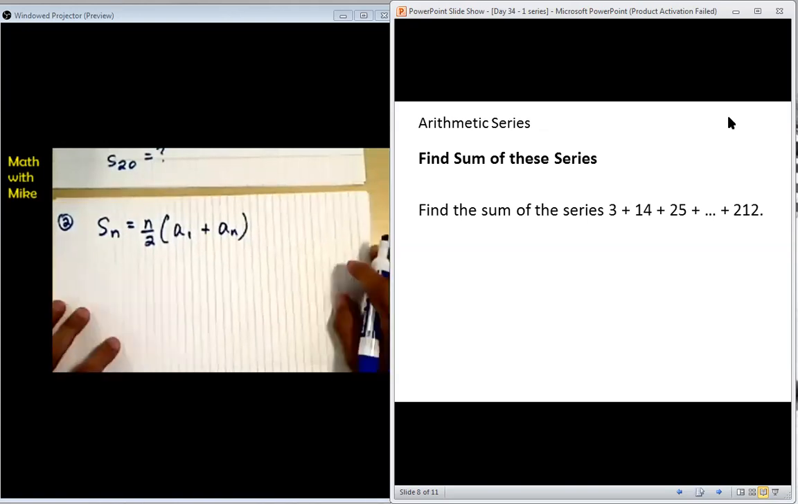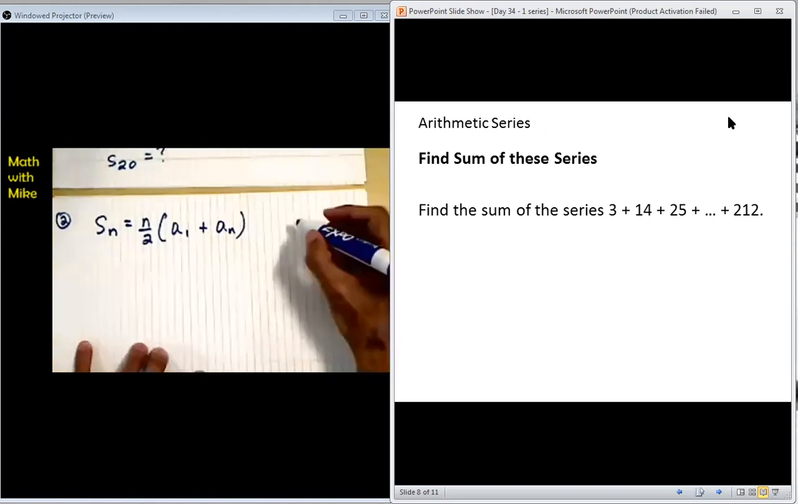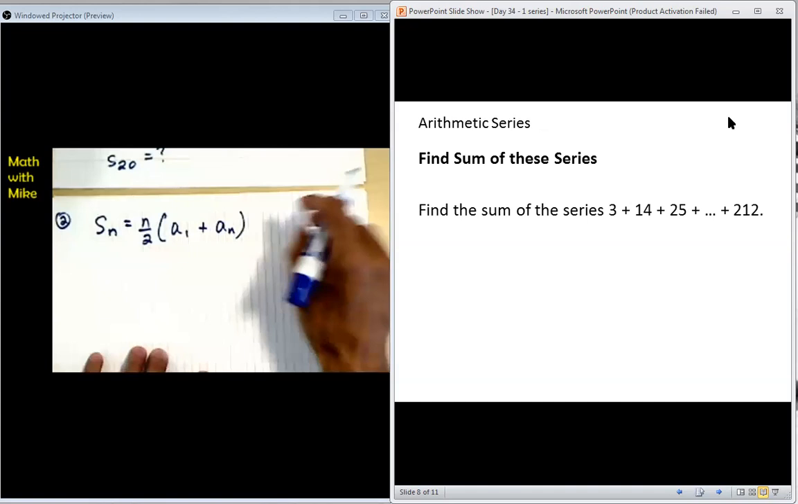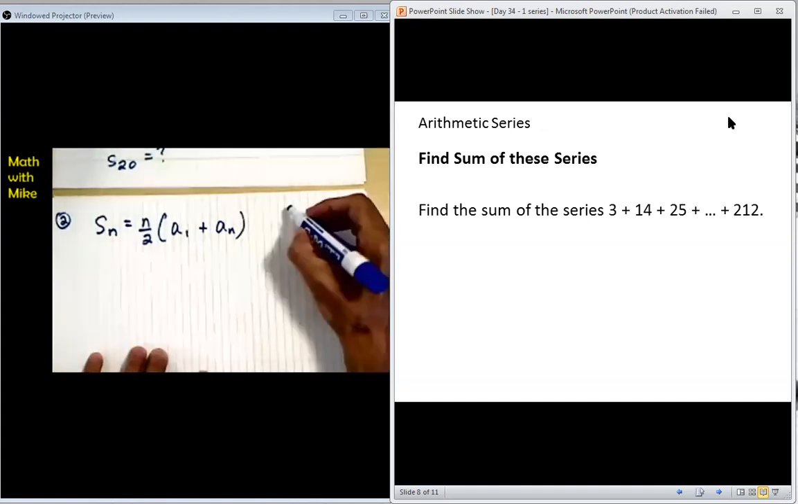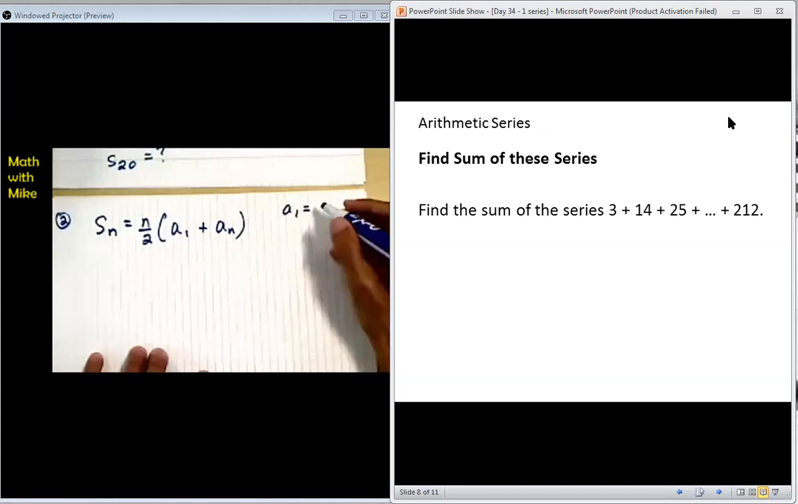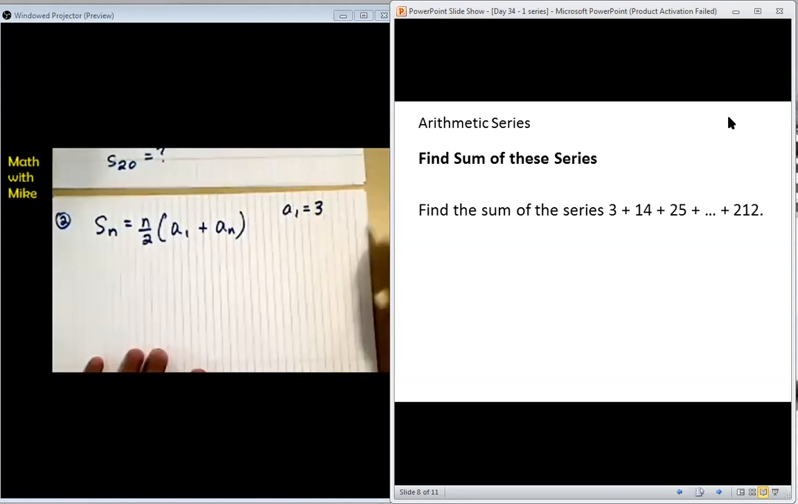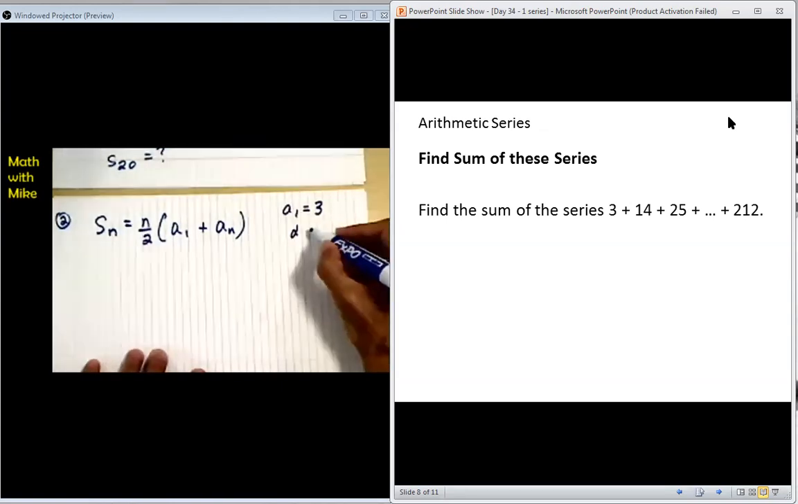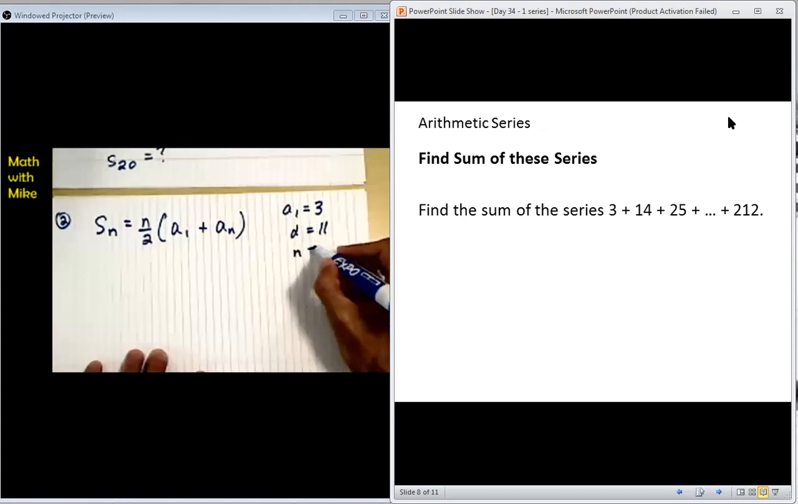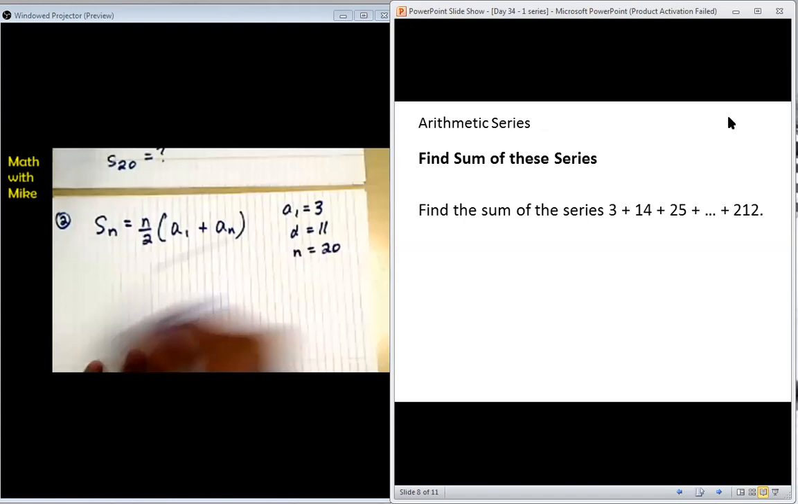You do have your list from before of what all these values are, but I'm going to do it again for teaching purposes. Look at this page, it's all there. What's A1? 3. D was 11, I think. Yeah, that's right, Parsa told us that. And we just did some heavy lifting to figure out n is 20.